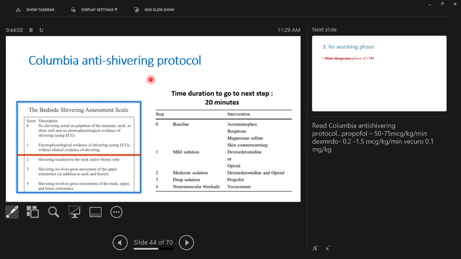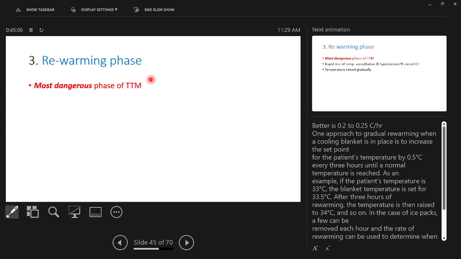relaxation. We have to start with vecuronium. The dose will be mostly 0.1 milligram per kg IV, that has to be given. But in this, we have to try to achieve a score of 0 to 1, because after that, the agents which we are using can affect the neuroprognostication.